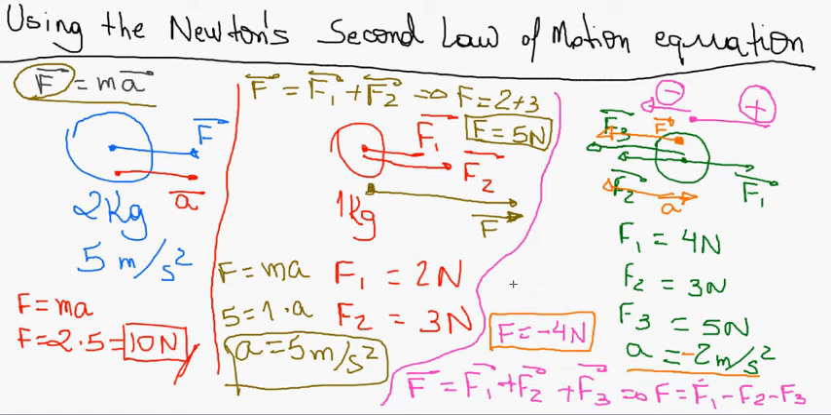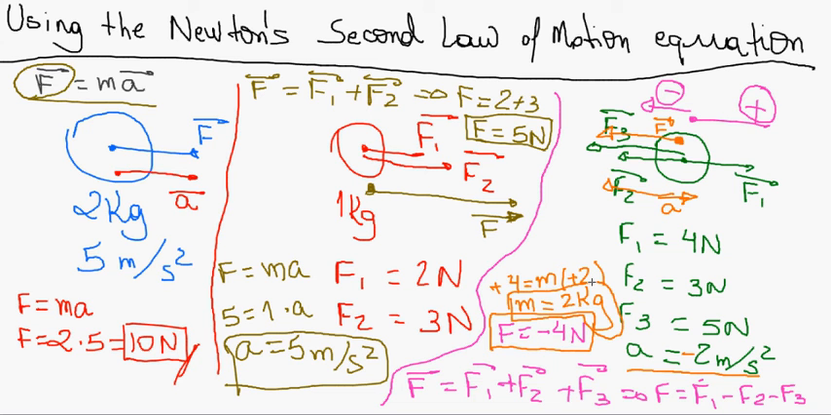So now we can solve this exercise. F, the net force, is minus 4, which is equal to mass, which is what we want to discover here, times the acceleration, minus 2. Multiplying both sides by minus 1, everything goes positive, and dividing both sides by 2, we see that the mass is equal to 2 kilograms. This is the value of the mass: 2 kilograms.